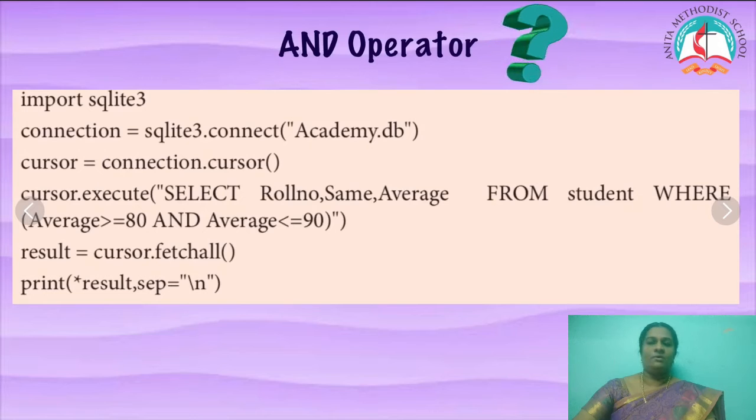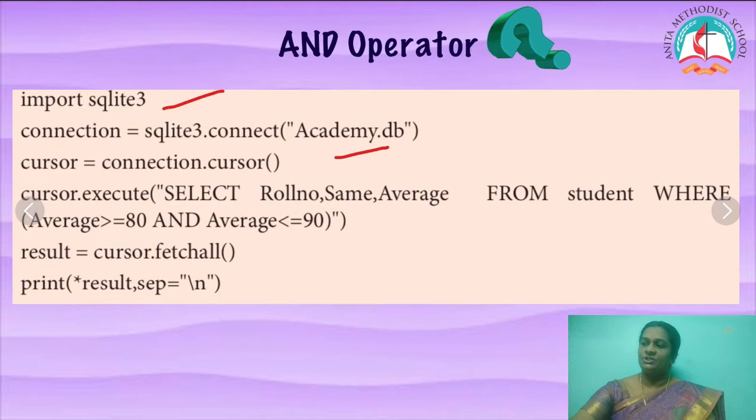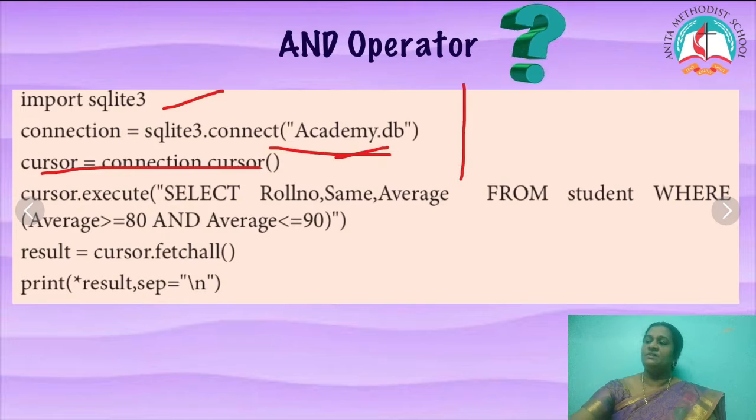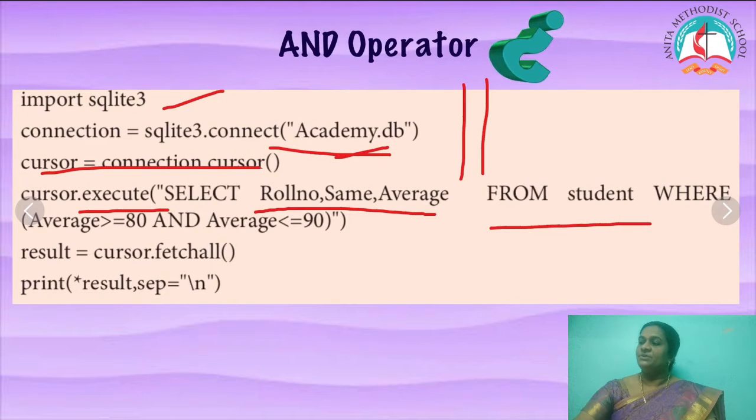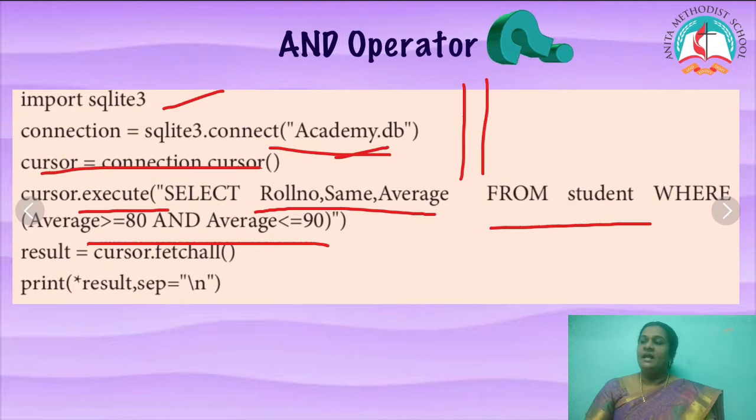Now let's look at a program example. See here, it's again import SQLite3 and then connection SQLite3.connect, same thing. No need to worry about the first three lines. The first three lines remain the same. Okay, now see here, cursor.execute, select roll number, S name is student name and average from student where average greater than 80 and average less than or equal to 90.